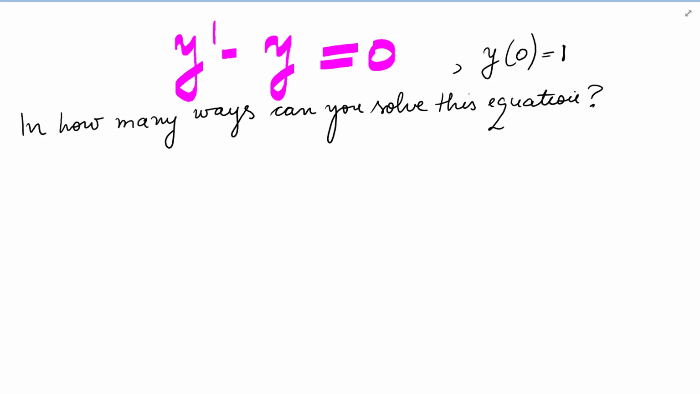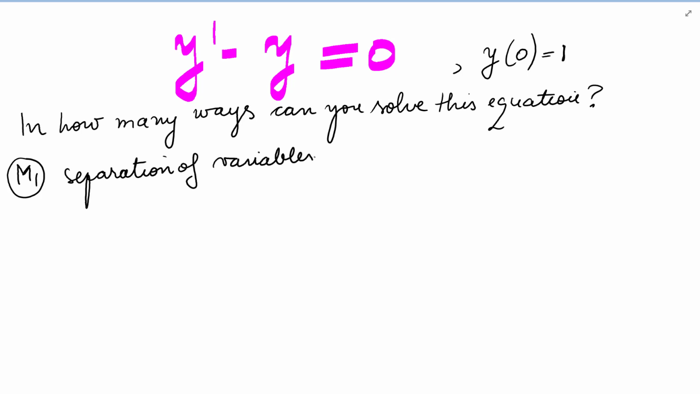So we have a linear differential equation, first order, very simple. The coefficients are 1, -1, and it is homogeneous because it's equal to 0. So let's try with the first method. Method 1, separation of variables. So we would say dy/dx minus y equals 0, which means dy/dx equals y.